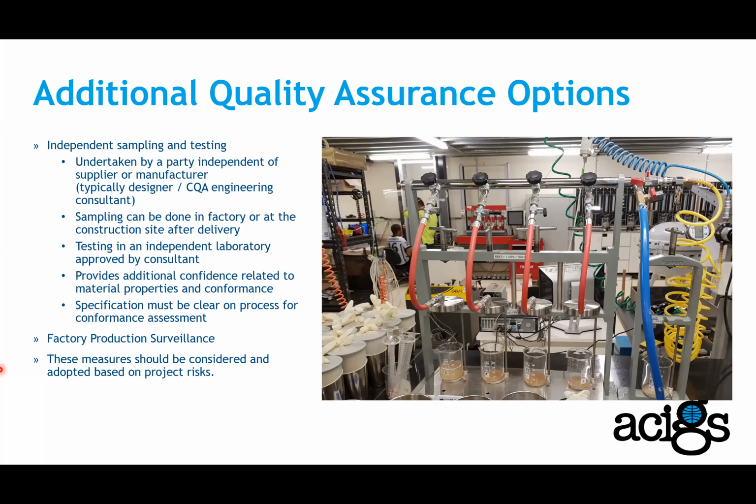Testing is in an independent laboratory approved by the consultant. It is important that the independent laboratory is approved before we actually send the samples to that lab. And it provides additional confidence related to the material properties and conformance assessment for the material. The other method of doing the quality assurance is factory production surveillance, which I'll talk about a little bit later. These measures should be considered and adopted based on the project risk.